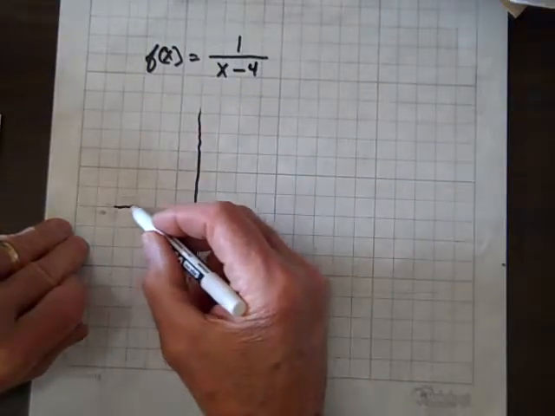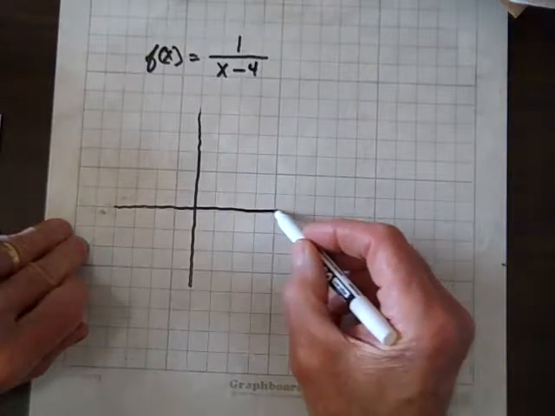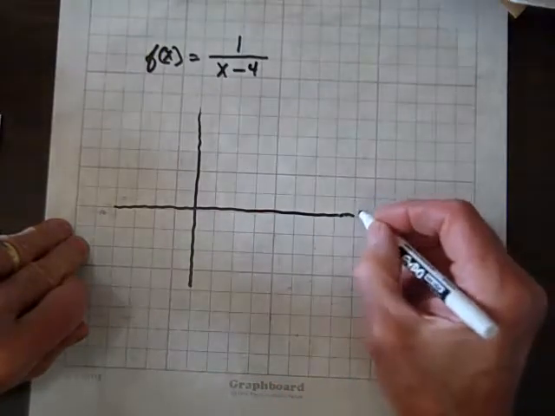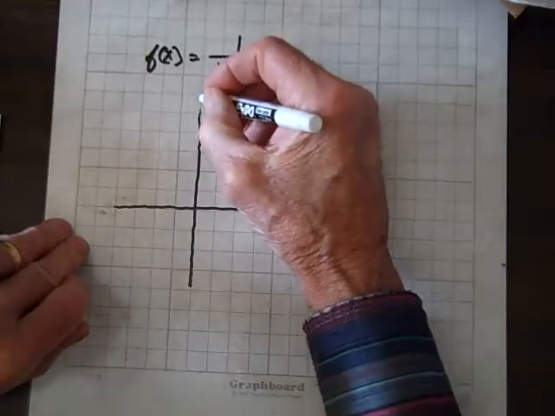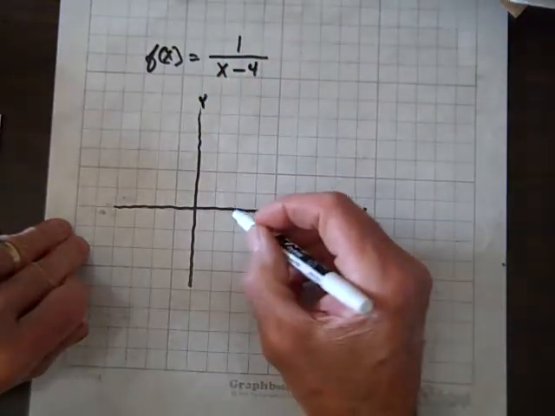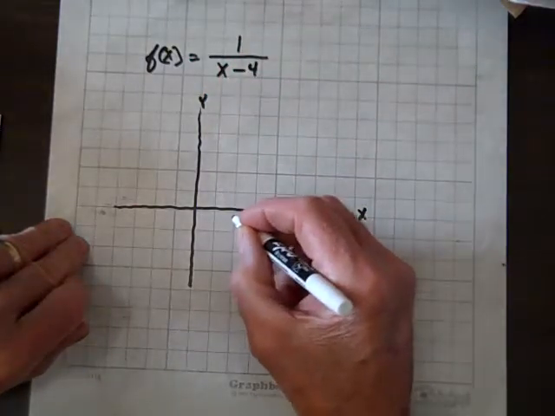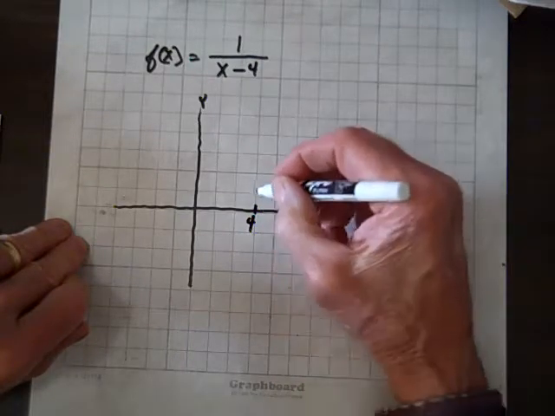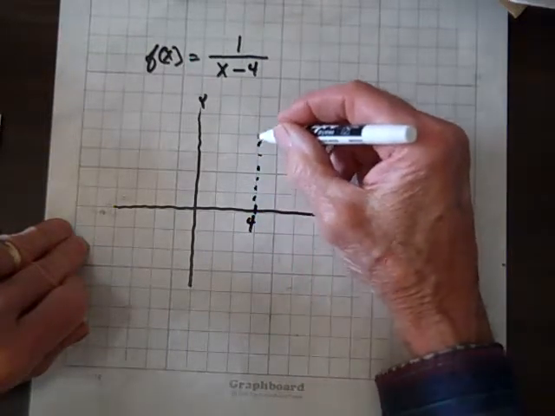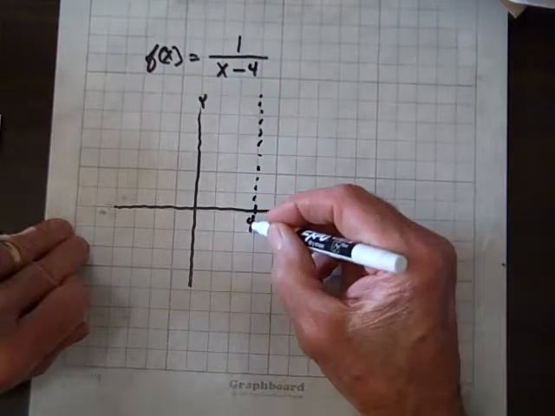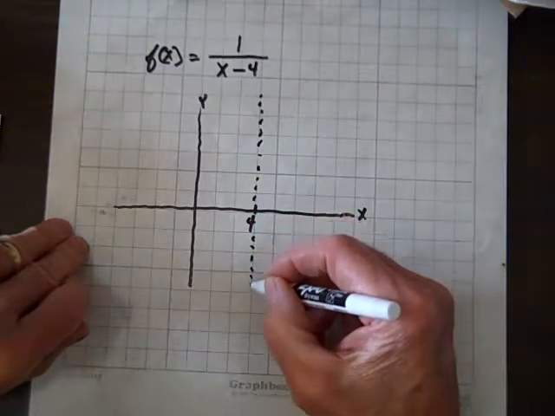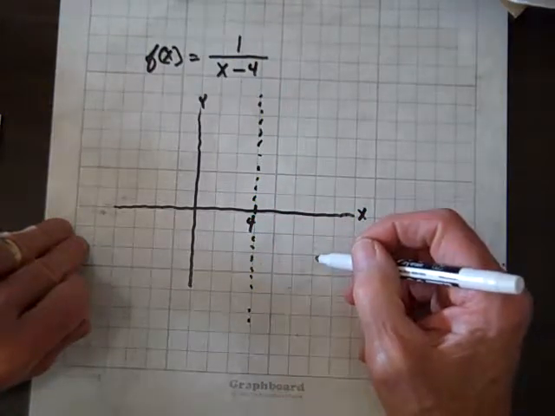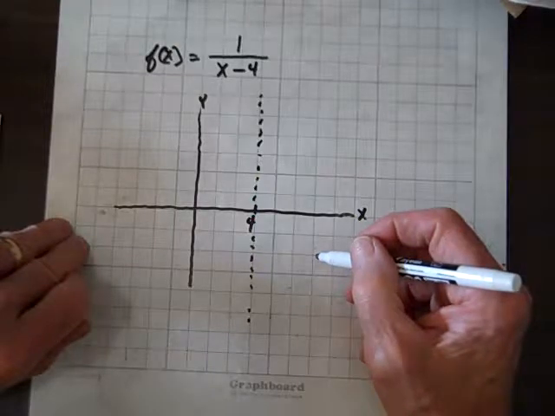is we're going to have a vertical asymptote at 4. So if I call this 4 right here, then we'll have a line. And x can never be 4, that's why we call it a vertical asymptote.